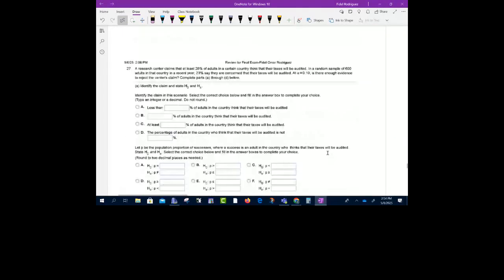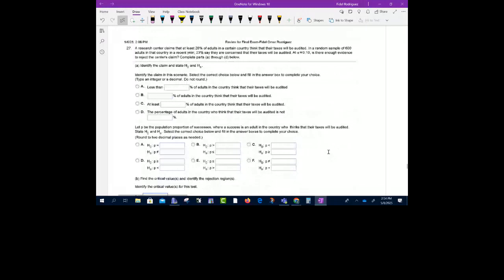Okay, so look, y'all, I think we've got 2 more to do. So let's see if we can figure this one out. It says a research center claims that at least 28% of adults in a certain country think that their taxes will be audited. At least 28%, bigger than or equal to 0.28. This is my claim. This is also our hope. So the Ha is going to say that P is smaller than 0.28.